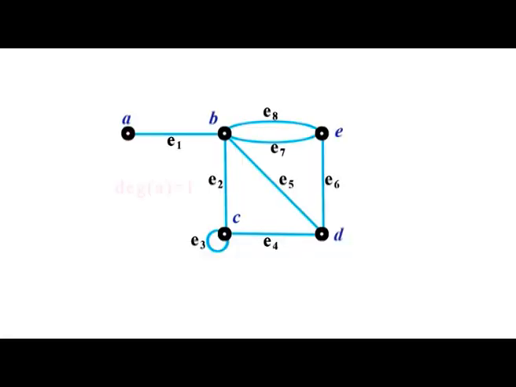For example, degree of A equal to 1, degree of B equal to 5, degree of C equal to 4, and degree of D equal to 3, degree of E equal to 3. Here C is the only even vertex. Vertices A, B, D and E are odd vertices. The vertex A is a pendant vertex.